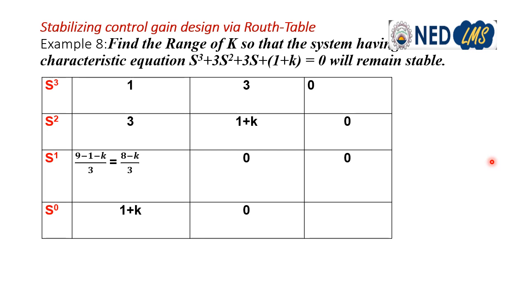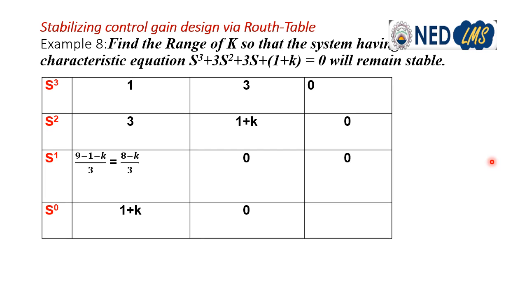Here the method is the same. We'll make the Routh table in the same manner we have made previously, but here instead of all the values as constants, we have some variable value like k here, and we have to find the range of k for a stable system.